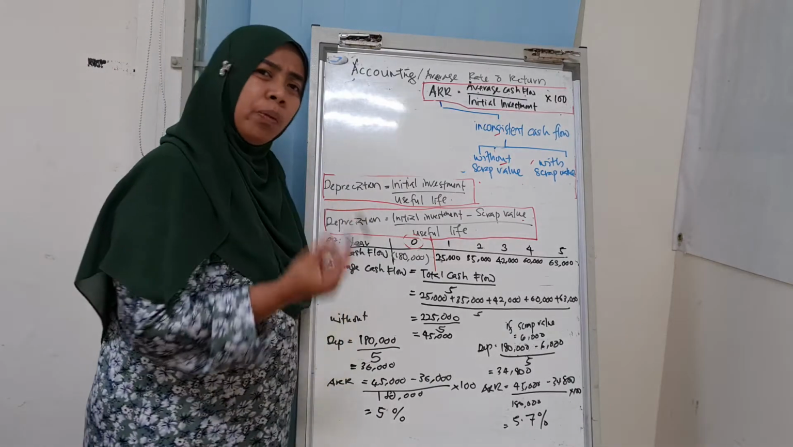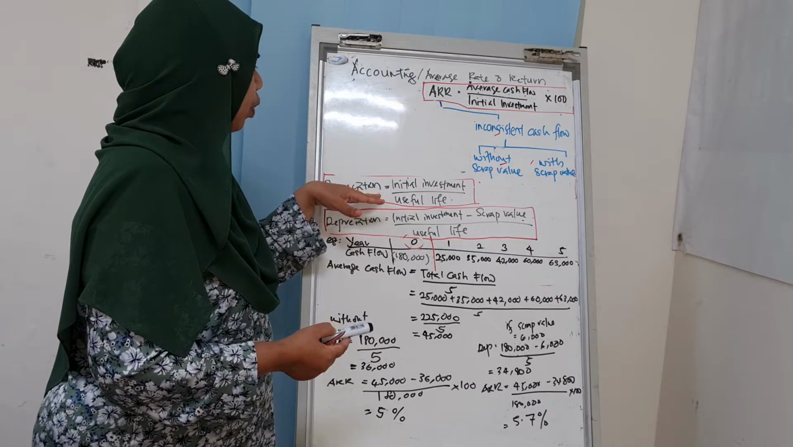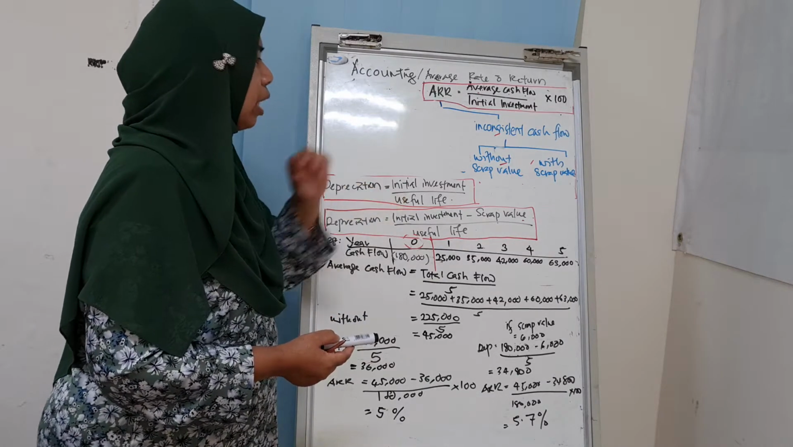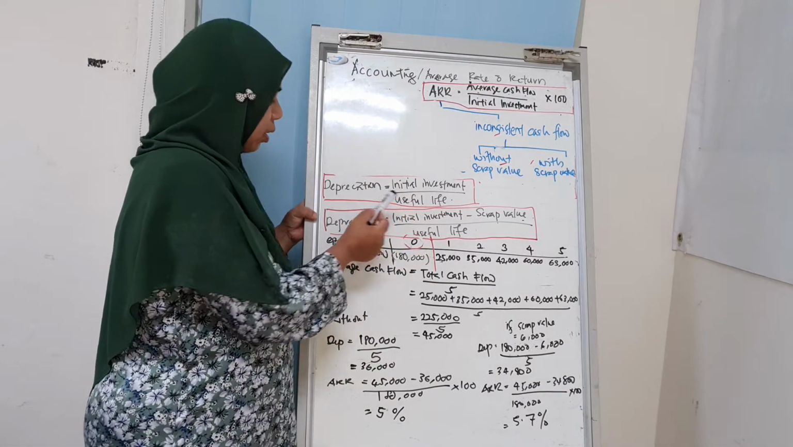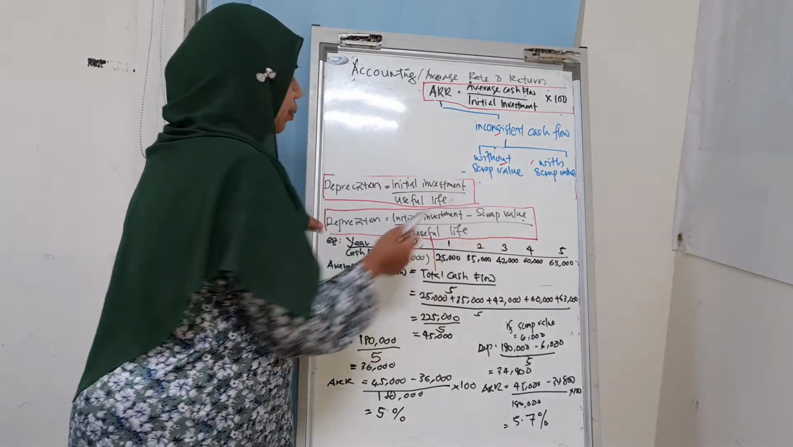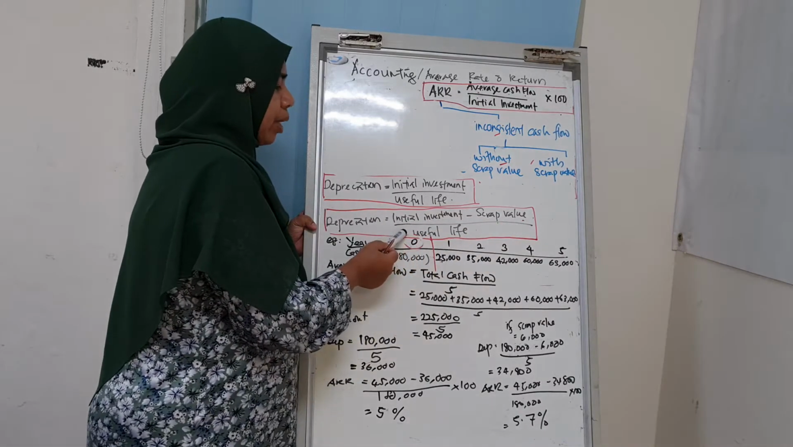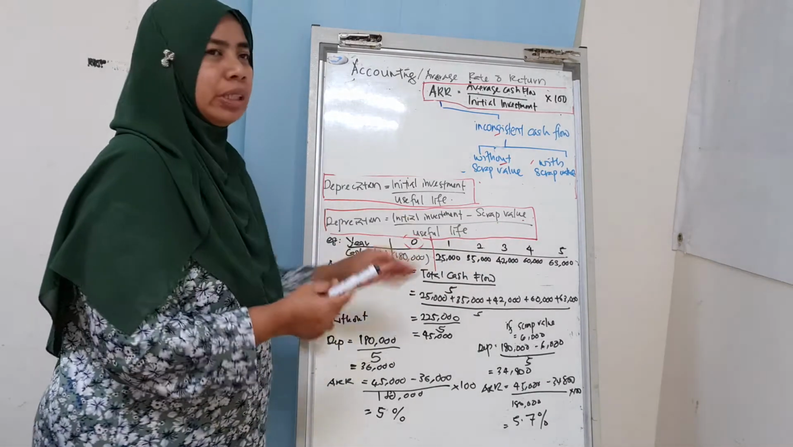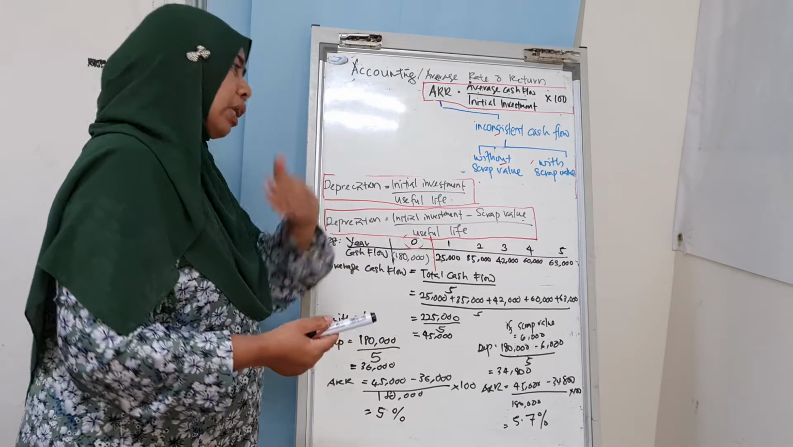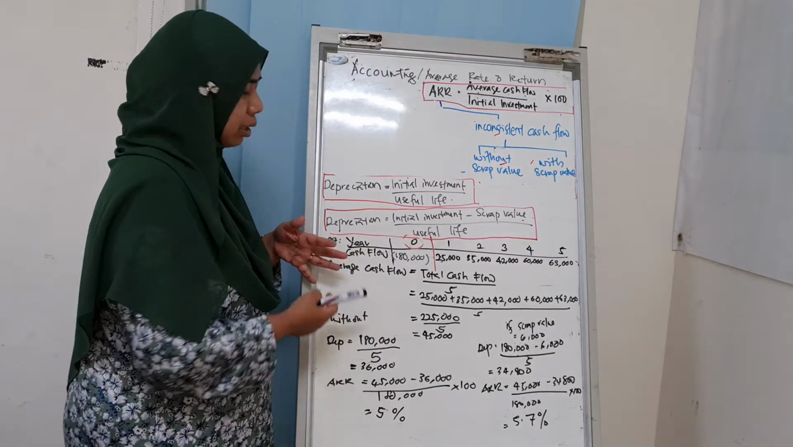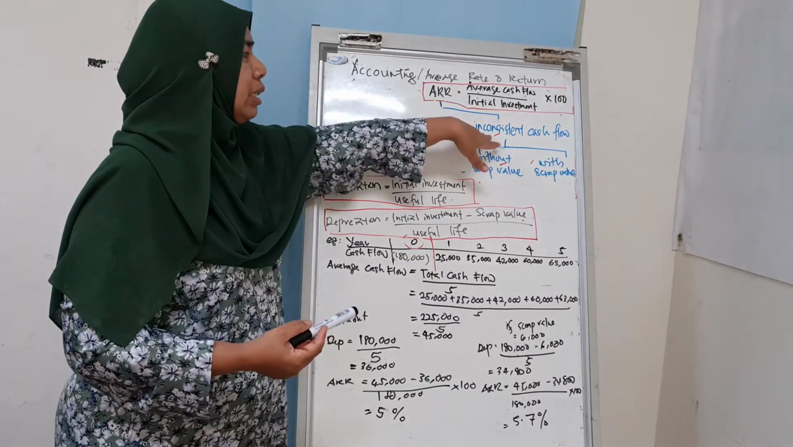So the formula of depreciation is also the same. Let's see. Without scrap value, it is initial investment divided by useful life. And with scrap value, depreciation is initial investment minus scrap value, divided by useful life. Useful life is the length of the project, let's say 5 years or 3 years, alright? So let's go to the example question of how to calculate the ARR in constant cash flow.